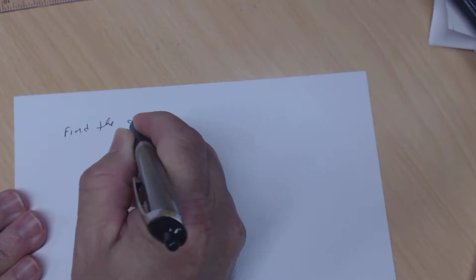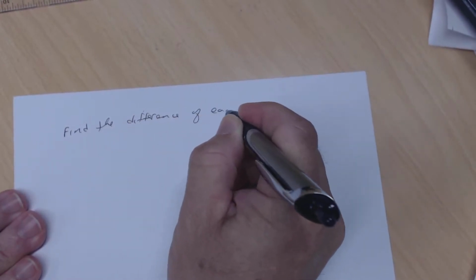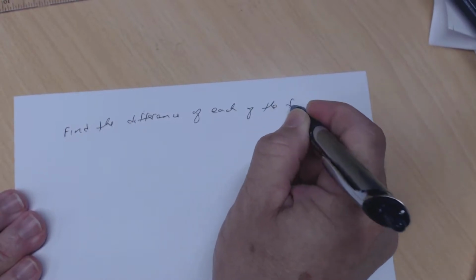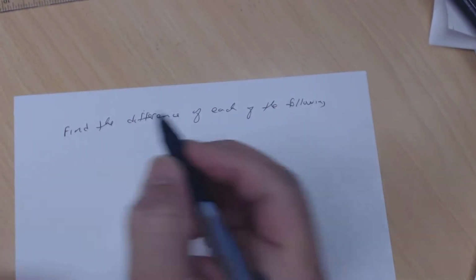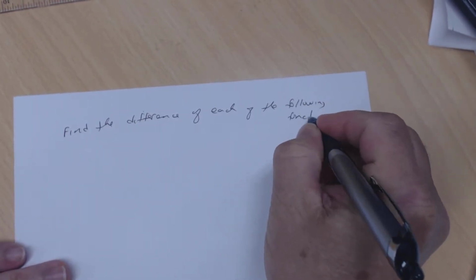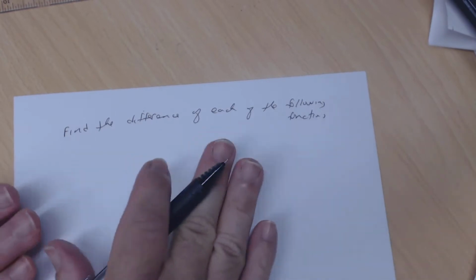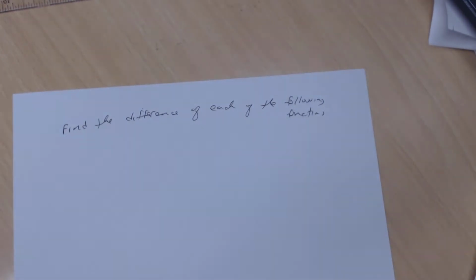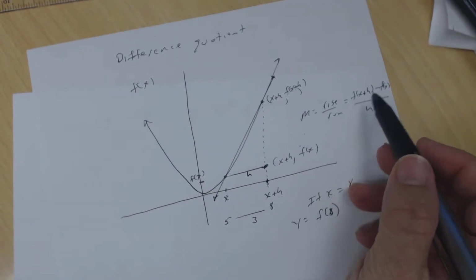So here's how the directions will say. The directions will say find the difference quotient of each of the following. So here are your functions. It can be f of x, g of x, h of x, it doesn't matter, but we're going to use f of x here since the formula uses the notation f.